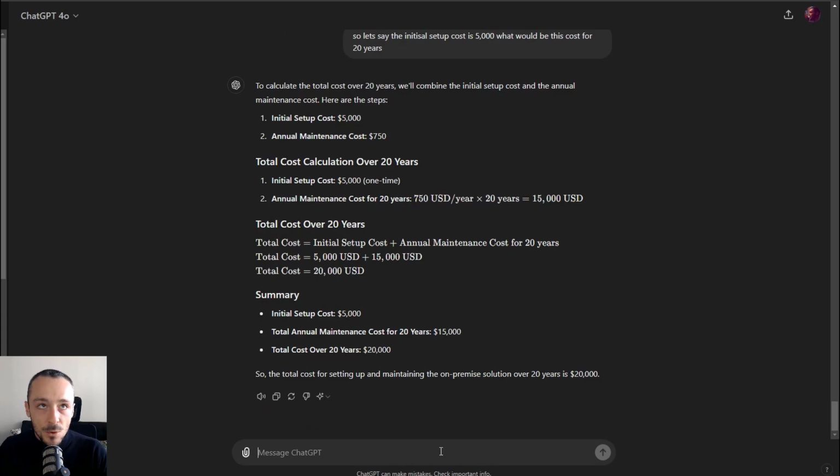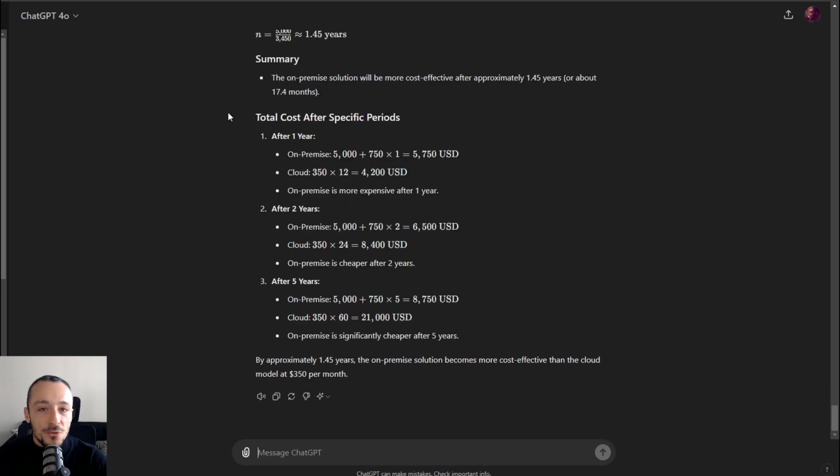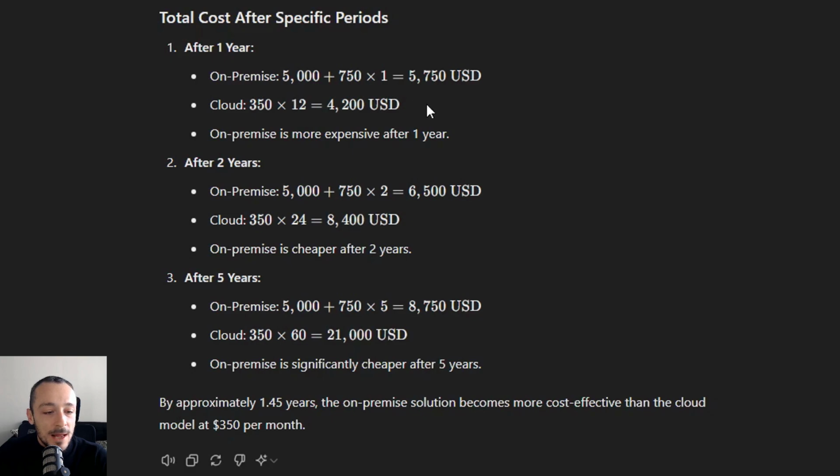And so let's find out what the break-even costs are. So if my cloud model is costing me 350, as you can see here, after the crude calculations, on-premise is more expensive after 1 year. So the cloud model would be 4.2. We can see here that the on-premise is cheaper after 2 years.